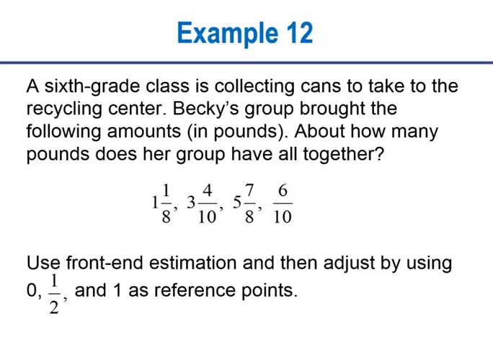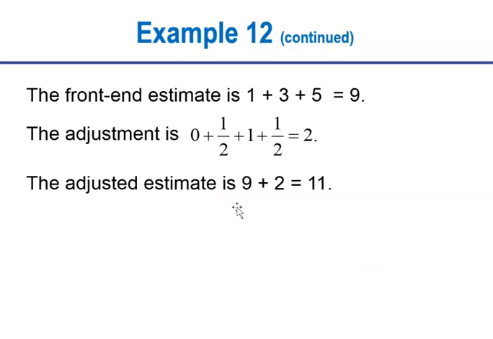So remember, we're doing an estimation here, not an actual calculation. They want us to use front-end estimation and then adjust by using 0, 1/2, and 1 as reference points. So what do they really mean? Front-end estimation is where we handle these numbers in the front. Sometimes they were in the hundreds place. These are just whole numbers. So we're going to add those numbers in the front first. You'll notice that's what we do here, 1 plus 3 plus 5.